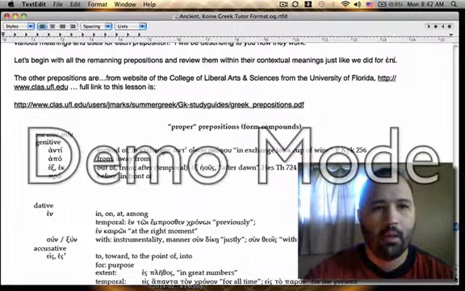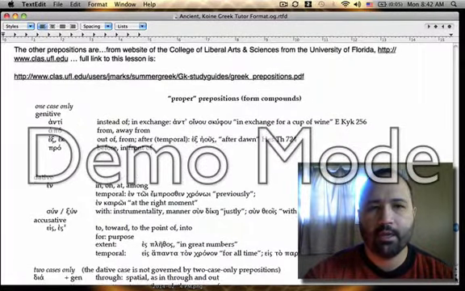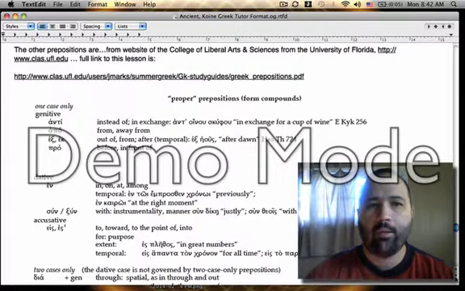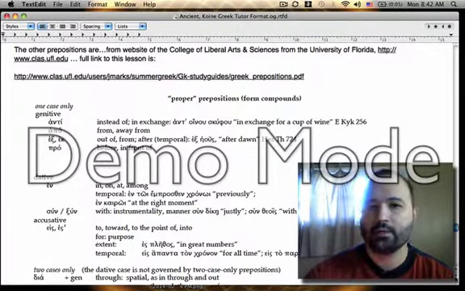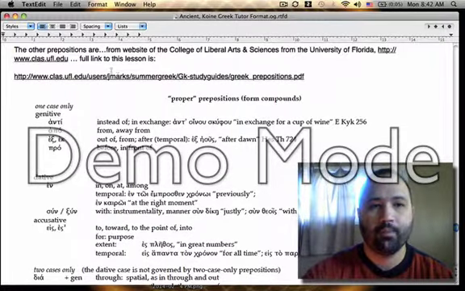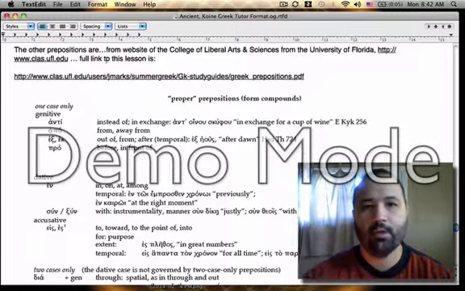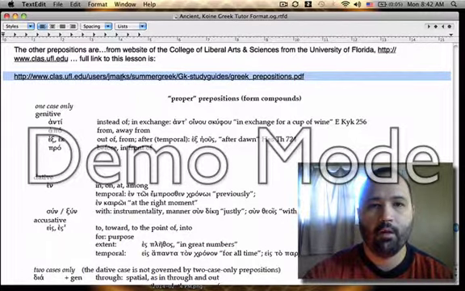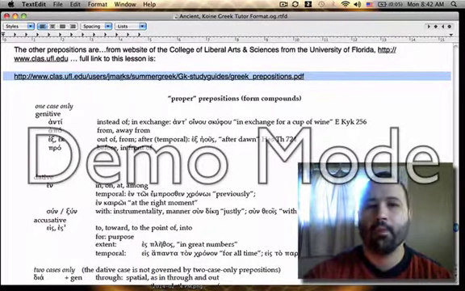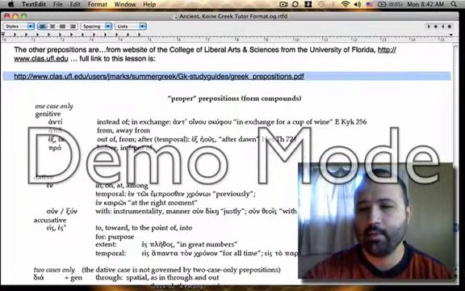The other prepositions I'm using are from the website of the College of Liberal Arts and Sciences from the University of Florida, and here's the website I reference. It's clas.ufl.edu. So here's the full link right here. You can cut and paste that in your browser. This is very good to use. That's why I'm using it.